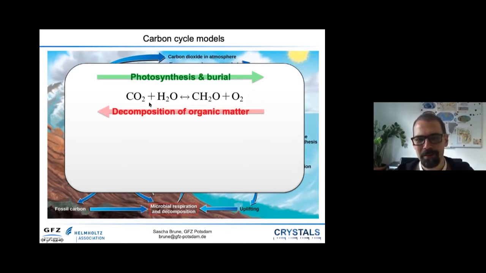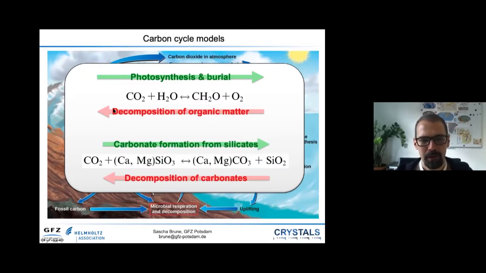This is the very simple formula for photosynthesis and burial. Of course, there are many sub-steps in between these small arrows, but what photosynthesis is doing, you take CO2, you take H2O, you produce organic matter and oxygen. And if you decompose the organic matter here, then you just go the other way. So this is one component, one simplified way of describing all these little arrows that you saw in the back.